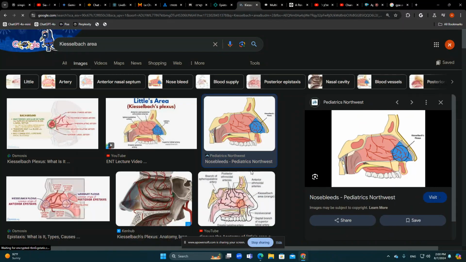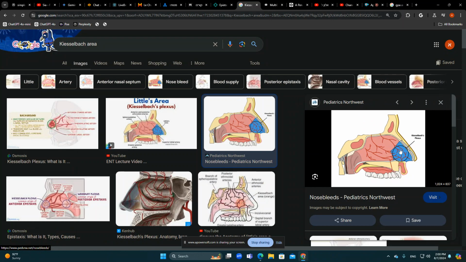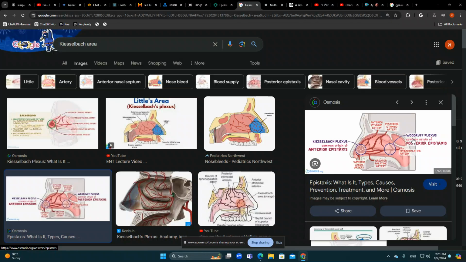This is just the Kiesselbach plexus area, which is the most common place for bleeding in anterior epistaxis. This is the plexus that can bleed, so we can apply pressure on this place especially. This is where anterior epistaxis can bleed from. Okay, that's it. For posterior epistaxis and anterior epistaxis: Woodruff plexus, sphenopalatine artery, Kiesselbach plexus, anterior epistaxis.